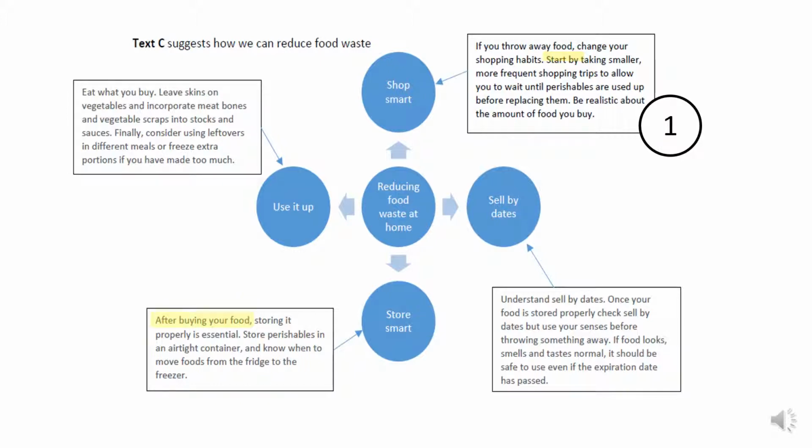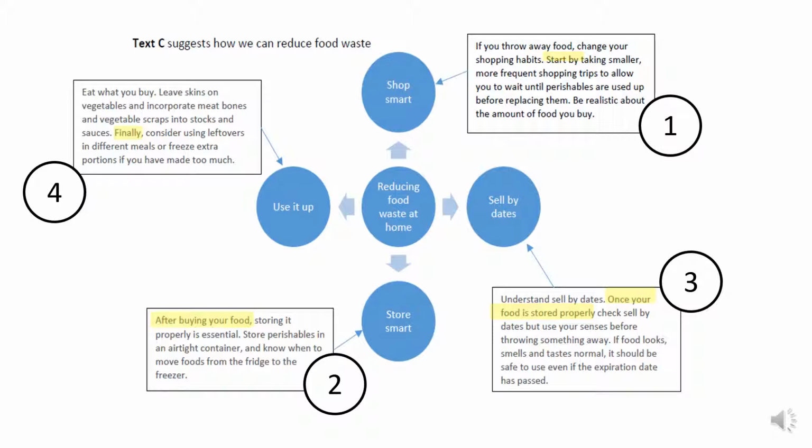So after we've shopped, as it says here, after buying your food, so the second step is to store smart. And again, we're looking for little clues which suggest the order in which these instructions should be best completed. So it says here, once your food is stored properly, which means the third step is sell by dates, and then finally, as it says in the 4th section, we should use it up.